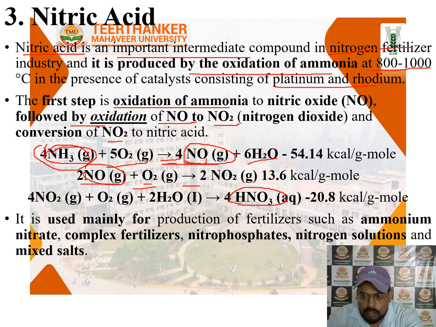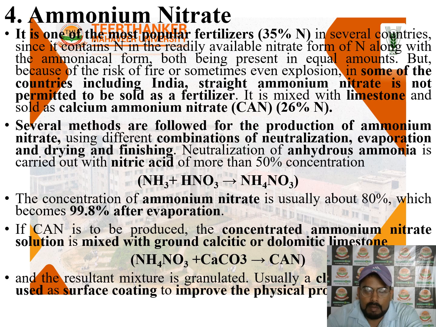HNO3 is the product. Ammonia is used mainly in the production of fertilizers such as ammonium nitrate, complex fertilizers, nitrophosphate, nitrogen solutions, and mixed fertilizers. Next is ammonium nitrate. Ammonium nitrate is one of the cheapest fertilizers. It contains 30% nitrogen in several countries, since the nutrient is available in ammoniacal forms.